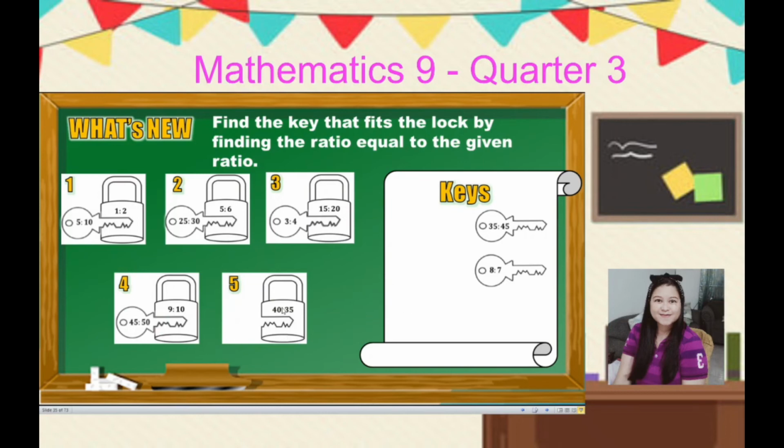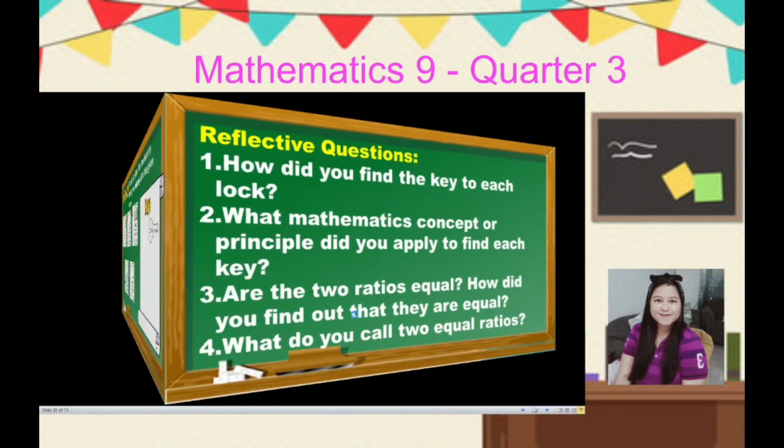So, we can simplify that one. Alin kaya doon? No other choice na. Yung maliit na lang yung kunin natin. So, that will be, ayan, 8:7. Kung makikita nyo po, 40 and 35 are both divisible by 5. Pag sinimplify natin, that is 8:7. So, those are the keys for each padlock.